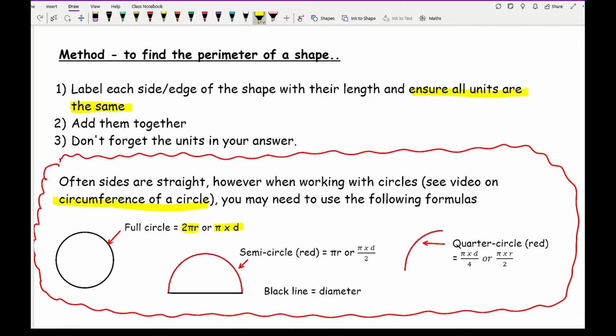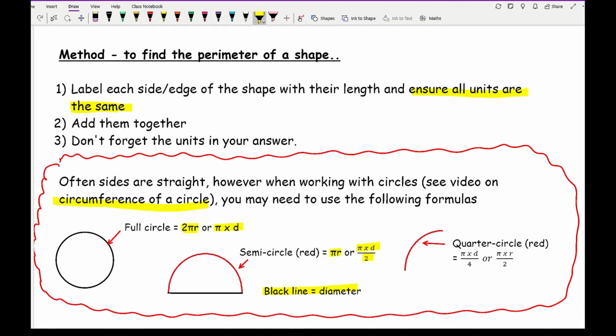Now, when working out the perimeter of a semicircle, the curved part, which is highlighted in red, can be calculated by either doing pi times the radius or pi times the diameter divided by 2, depending on what information you're given. The key thing to remember is that if you are working out the perimeter of a semicircle, you also need to work out the diameter of the circle, which is represented by the black line. So if I was going to work out the perimeter of this total shape, I would have to add the red length plus the black line length.